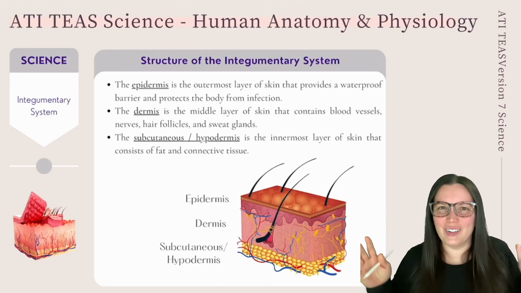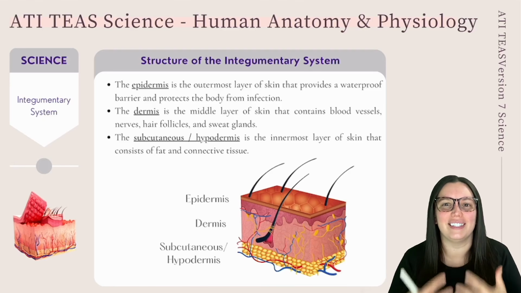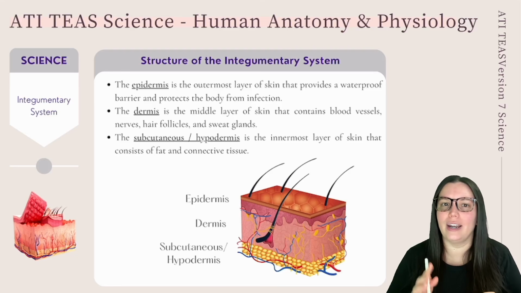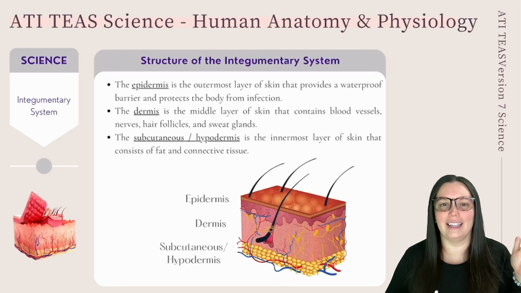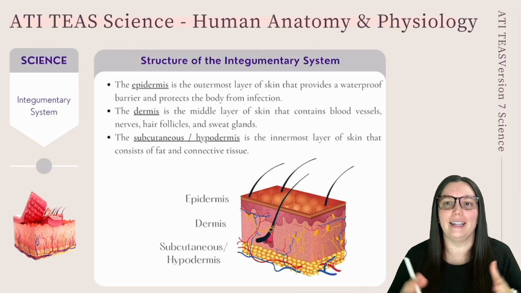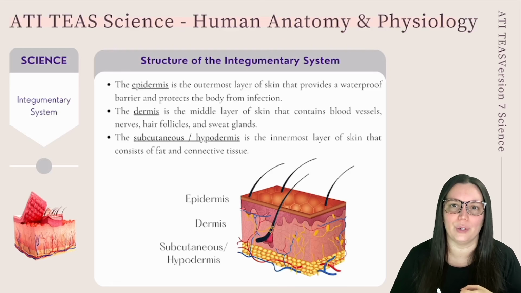Let's talk about that good old integumentary system. What is the structure of this system? Well, it's ultimately made up of skin, hair, nails, and our sweat glands. The skin is the largest organ in the body and is made up of 3 layers. We have the epidermis, the dermis, and the subcutaneous hypodermis.